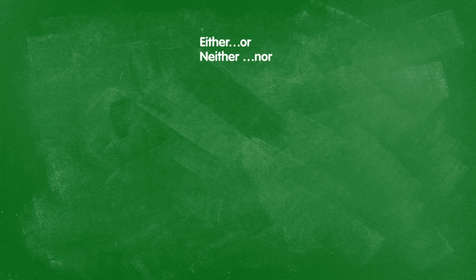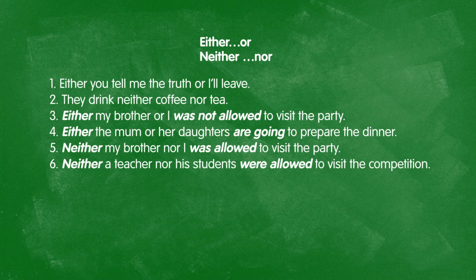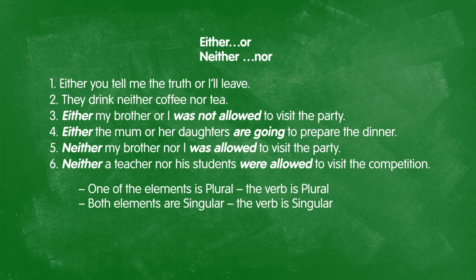So, first, either you tell me the truth or I'll leave. Here, both choices are possible. Either you can tell me the truth or you will have to watch me leave. Another, they drink neither coffee nor tea.